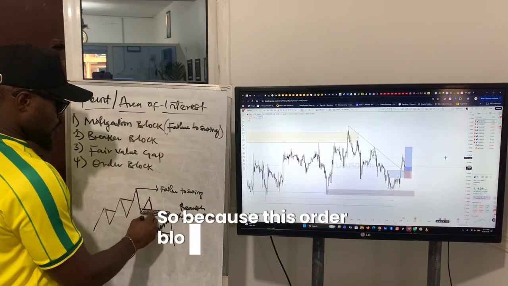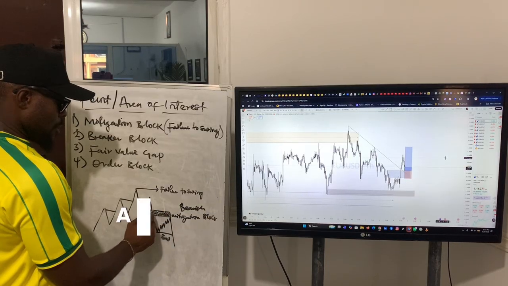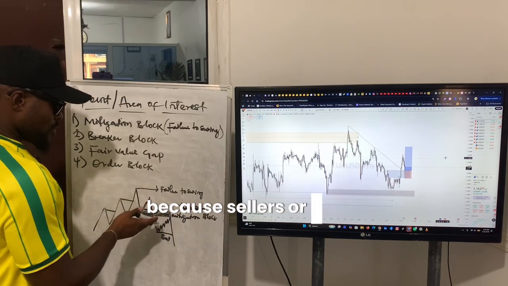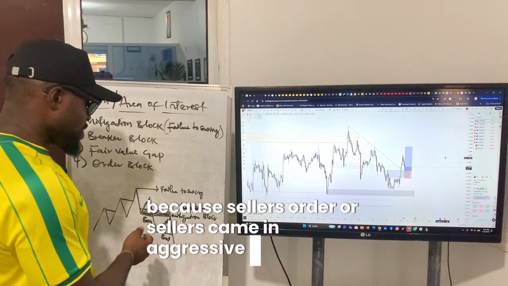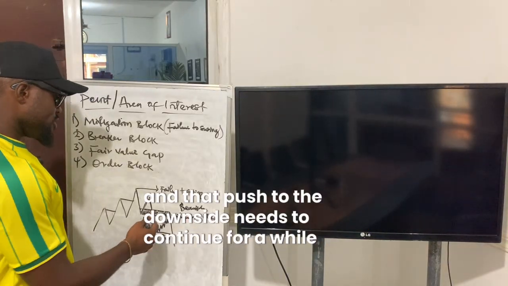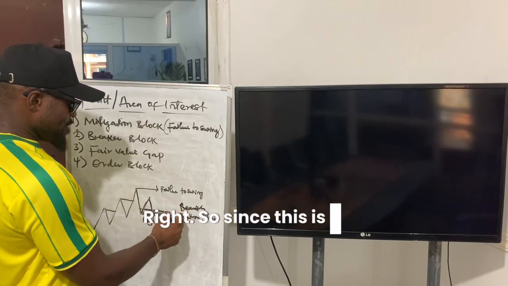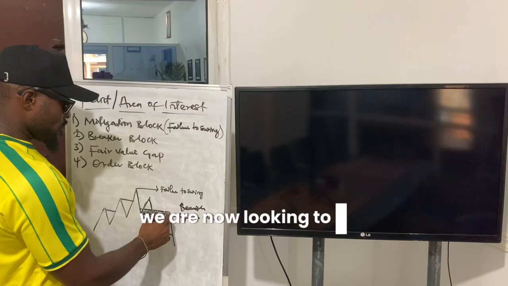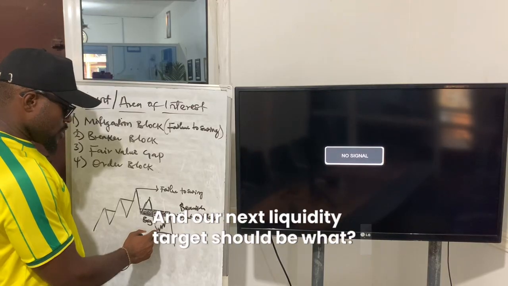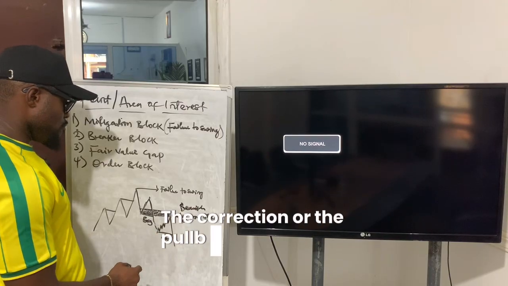So because this order block failed, we are now going to use this order block as what? A point of interest to keep what? Selling, because sellers came in aggressively, and that push to the downside needs to continue for a while until otherwise, right? So since this is the bearish mitigation block, we are now looking to sell from it, and our next liquidity target should be what? The immediate low that started the correction or the pullback.